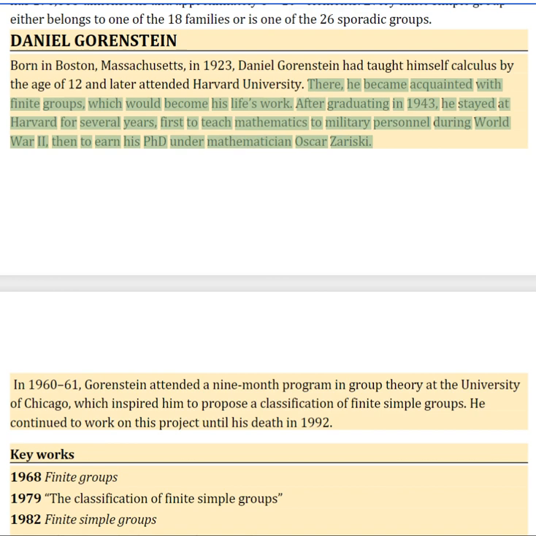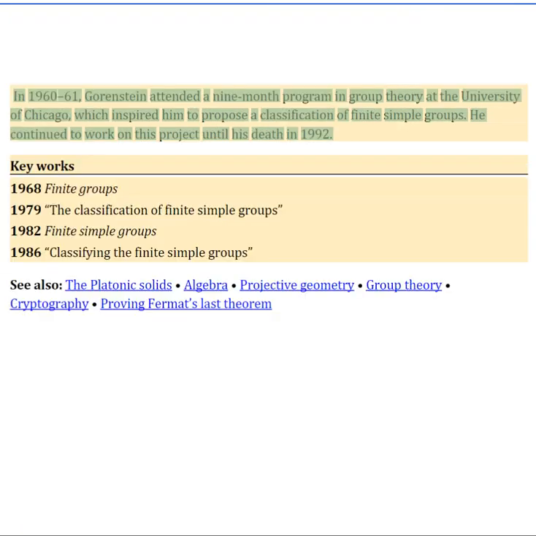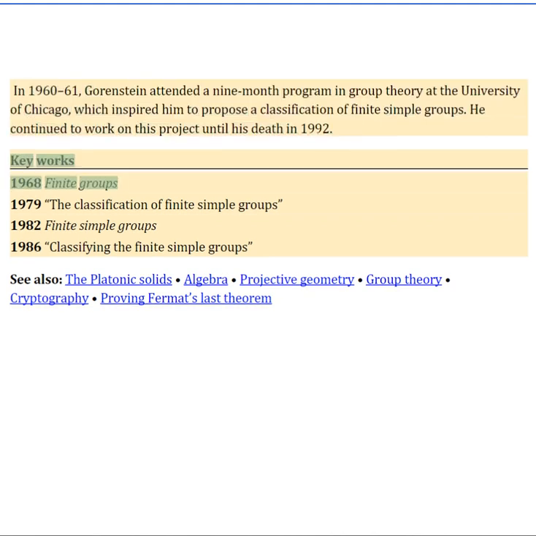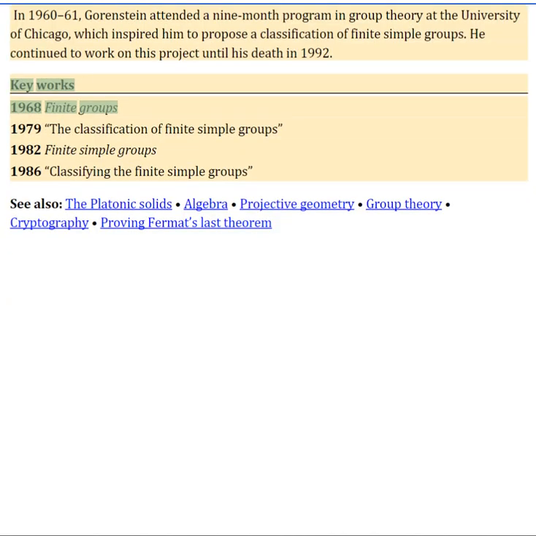He earned his Ph.D. under mathematician Oscar Zariski. In 1960-61, Gorenstein attended a 9-month program in group theory at the University of Chicago, which inspired him to propose a classification of finite simple groups. He continued to work on this project until his death in 1992. Key works: 1968, Finite Groups.